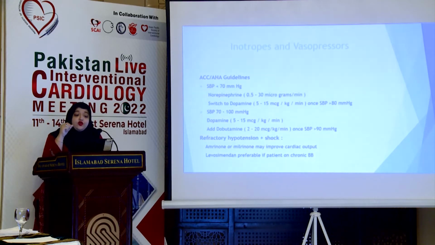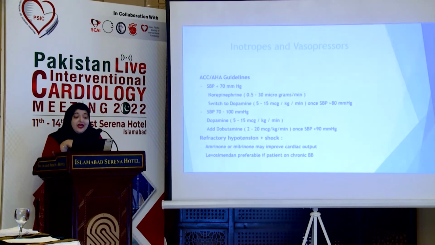Next, inotropes and vasopressors. This slide, I need you to memorize it. Why? Because most of the time, the patient presents in the ER, or in the coronary care unit after the cath lab, and he is pulseless, BP-less. After the procedure, after plasty, after acute MI, after having chest pain, he lands in the ER.